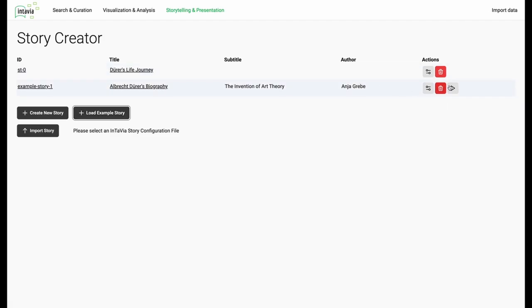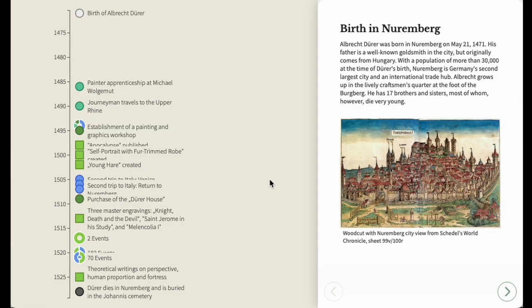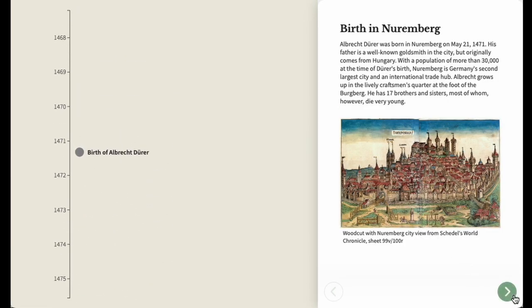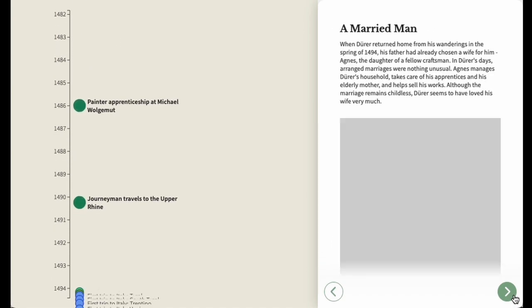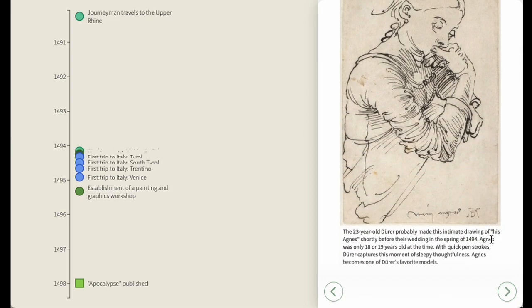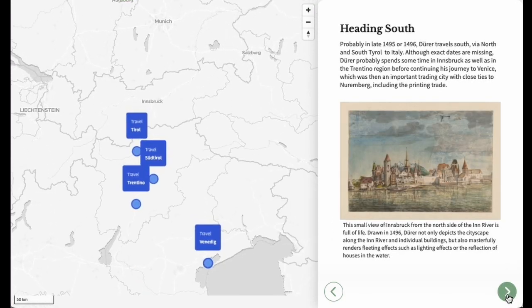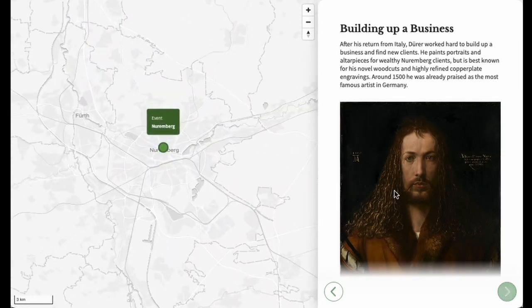Since we created these slides for the purpose of this demonstration here, we now are going to see the actual story on Albrecht Dürer by Anja Grebe in the desktop version. And here as well, we are following Dürer along his visualized lifetime events, which are annotated by text, images and videos. Here we also see the smooth transitions from zoomed in events to the next highlighted event within the visualization.